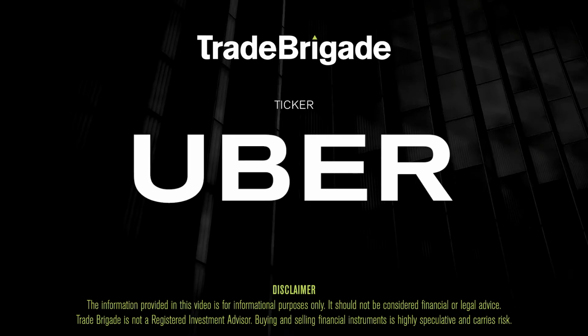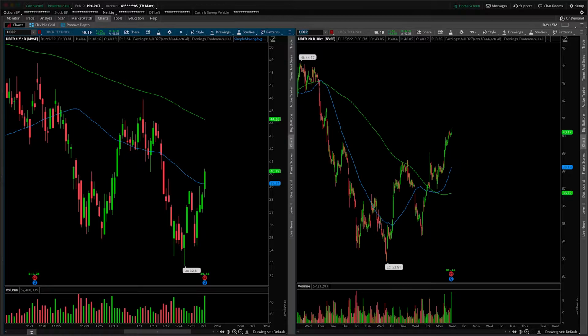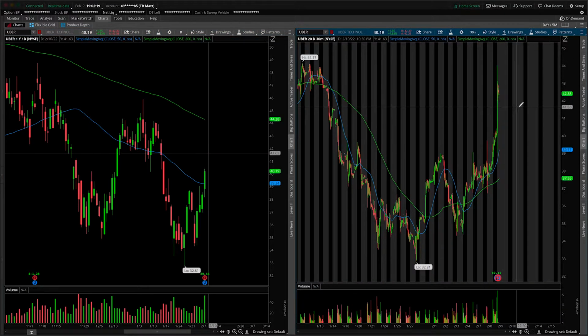Matt from the Trade Brigade here doing a technical analysis on ticker symbol UBER for Uber Technologies. On the left-hand side, we have the daily time frame, and on the right-hand side, the 30-minute intraday time frame. First things first, I need to let you know they gave us an earnings announcement after the bell today, so let's flip on the extended hour session here and see what's going on with the number.